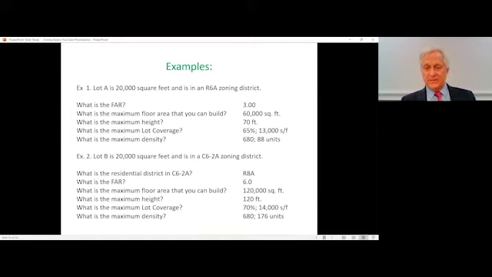What's the maximum height? You go to the chart, it's 120 feet. And then what's the maximum lot coverage? It happens to be in a C6-2A, 70%. So your footprint is 14,000 square feet, which is 70% of the 20,000 square feet. And what's your maximum density? The factor is 680. So you take your 120,000 square feet, divide by 680, you get 176 units. So I hope that makes sense. I wanted to show an example of two quick zoning analyses, down and dirty, that I do based on the charts and tables we went through.